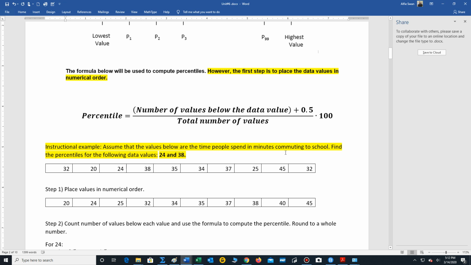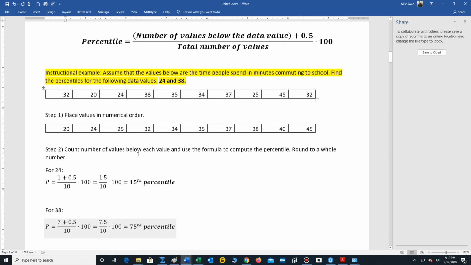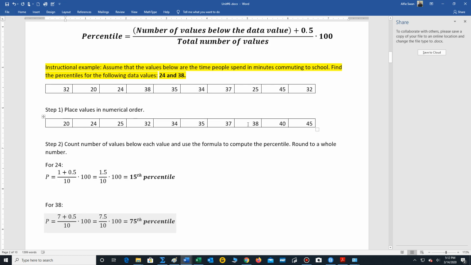Let's take a look at an example. So let's assume that we're given a data set that consists of the time people spend in minutes commuting to school. And we want to see the percentile ranking for 24 and 38. Step 1 is we place the data values in numerical order. Step 2 is we now will apply our formula.